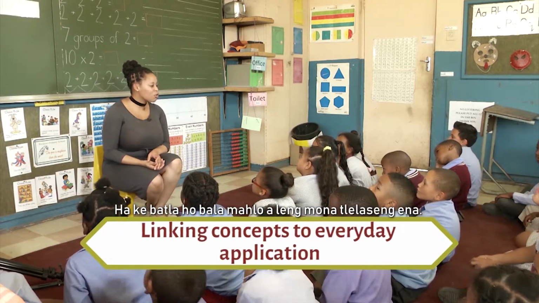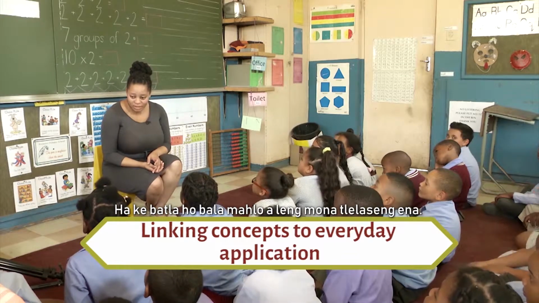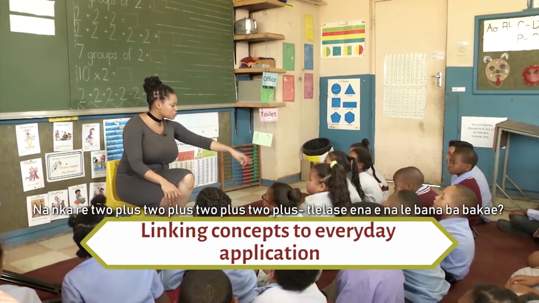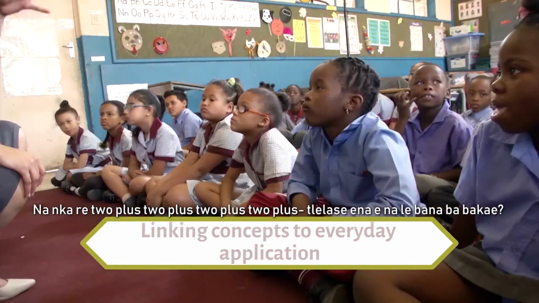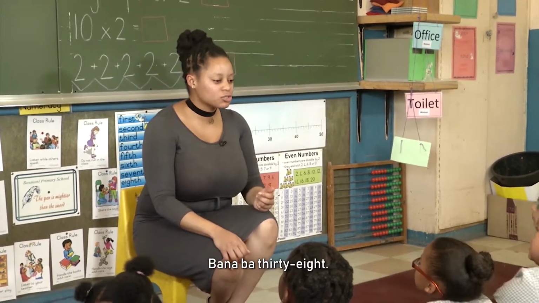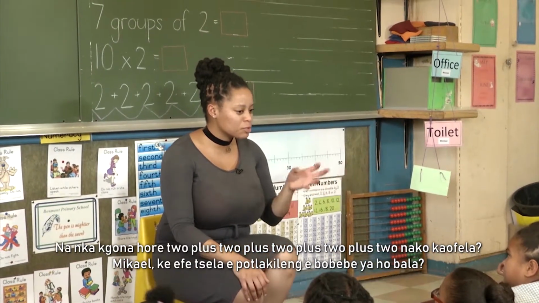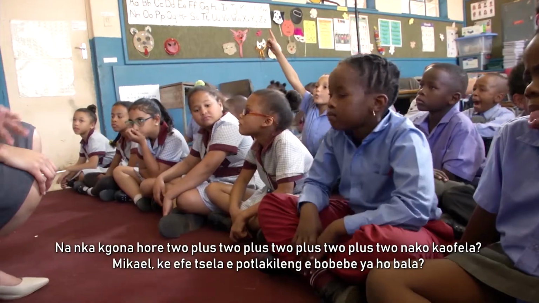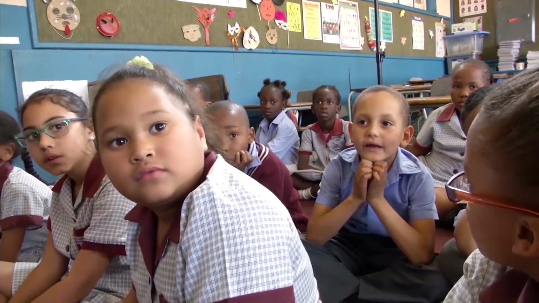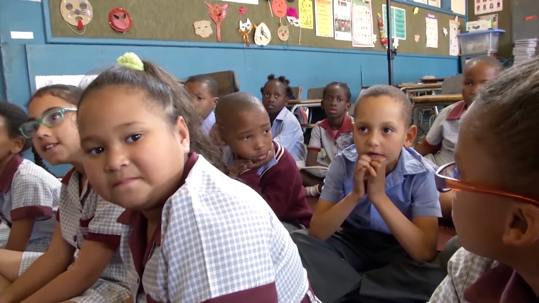If I wanted to count all the eyes that are together here in this class, would I be able to say 2 plus 2 plus 2 plus 2 plus 2? And how many children are there in this class? 38 children. Will I be able to say 2 plus 2 plus 2 plus 2 plus 2 the whole time? What is a faster and better way of doing it, Mikhail? We can say 2 times 38.